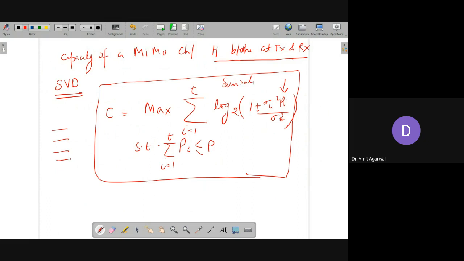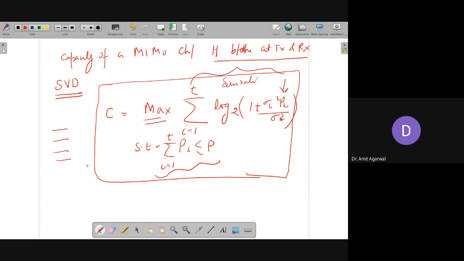This is your sum rate, right? Because we don't know the power of each stream, we just know that there is one constraint, that the total power should be less than or equal to P. So how should we choose each Pi so that the sum rate is maximum? That is called capacity. Is this okay up to this point?